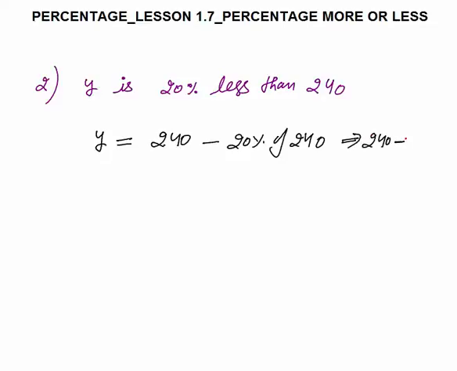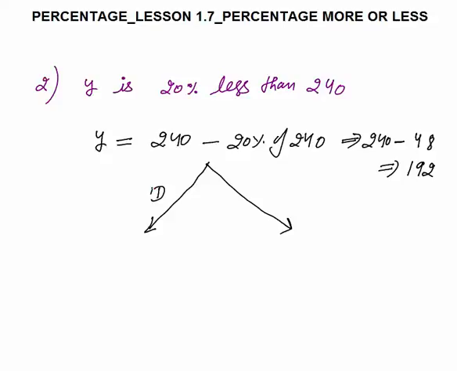240 minus 20% of 240 would be how much? 10% of 240, that is the 1/10 part, is 24. 10% is 24. So 20% would be double, that is 48. So 240 minus 48, you will get 192. This is a simple straight way to solve. Or you can solve in a decimal way or fraction way.